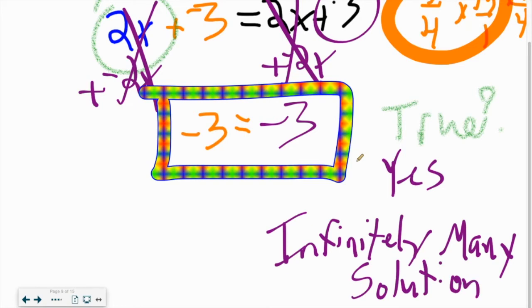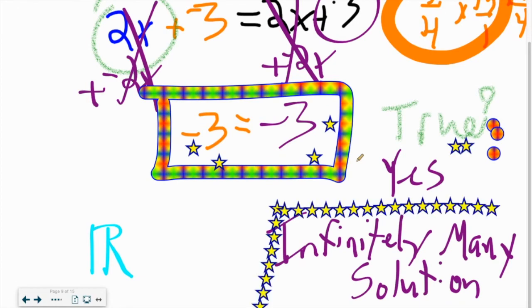Now you might hear it referred to also as all real numbers, or sometimes we use this cool little symbol here. It looks like a double R standing for all real numbers. Infinitely many solutions. It's one of our terms. Whenever you get something that is true, some sort of statement, negative 3 equals negative 3, or 10 equals 10, or 8 equals 8, whatever it is, or 0 equals 0, if it's true, then your answer is infinitely many solutions.